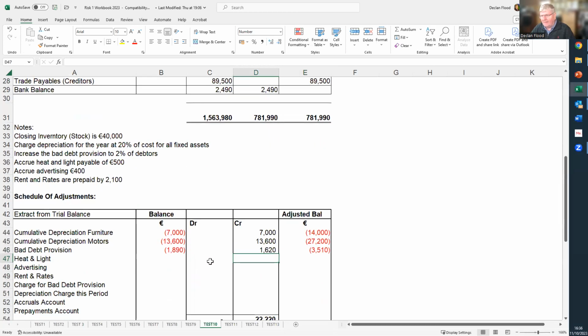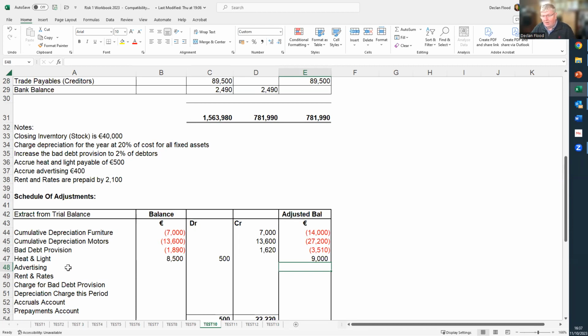So that is that. Now, in terms of my light and heat, I have to accrue light and heat payable of 500 quid. So what that means is that I have 8,500, that's bills and stuff that I already have entered onto the accounts of the business. I know there's 500 quid there that I owe, but I haven't got a bill for yet. So when I'm producing the set of accounts for the current year, I'm going to have to increase my light and heat expense to 9,000 quid, which is the 8.5 I've recorded, and the 500 quid that I know is coming.